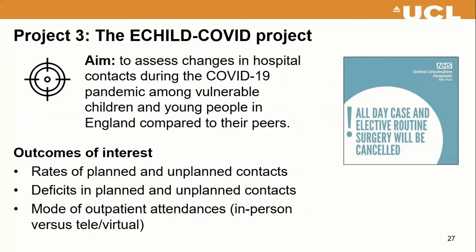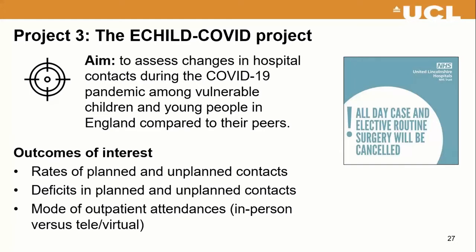So this project, the ECHILD COVID project, is one that has been completed now. The aim of this project was to look at changes in hospital contacts during the pandemic among vulnerable children and young people in England compared to their peers. This was a piece of work that was commissioned by the Department of Health and Social Care, and they were interested in understanding how hospitals responded during the pandemic in terms of providing care to vulnerable groups.